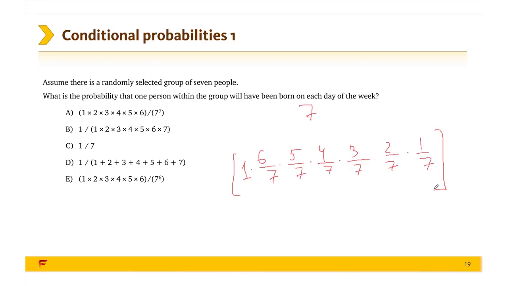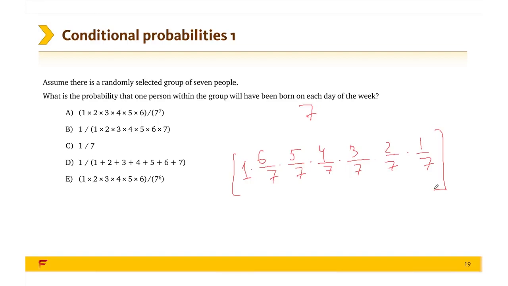I was talking about conditional probabilities here because the probability of the next person being born on a day that's not occupied by anyone is affected by how many people we had before. So if we want to allocate 8 people, for example, to 7 days, we won't be able to do that because the probability for the 8th person being born on a new date not occupied by anyone else would be 0. And this is, by the way, a good example of the Dirichlet box principle, somewhat related to this exercise. And by the way, if interested, you can watch the video on that topic via link in the comment section below.